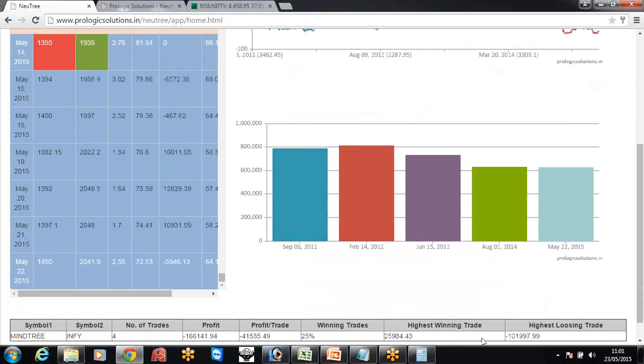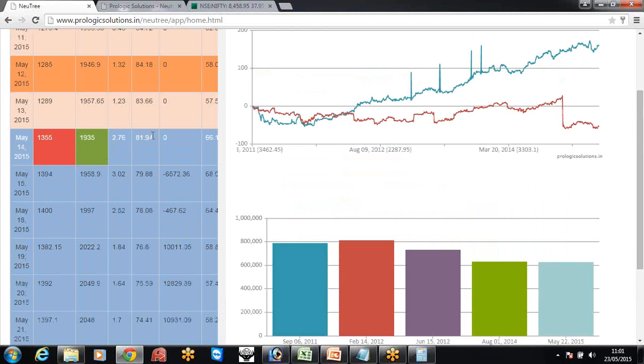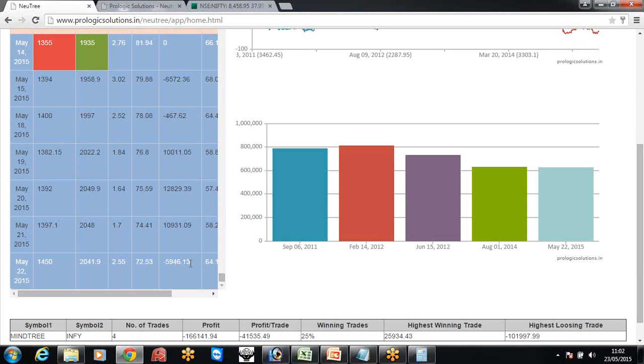So here you can see that 25% is the winning trades, but your correlation is perfect, 81%, and your Z score is 2.76. That is where it started. The first day loss, second day loss, third day profit, fourth day again profit, and yesterday it closed at minus 5,000. But this is still 2.55. Now this has to come down to 1. So we can still wait on this particular trade.